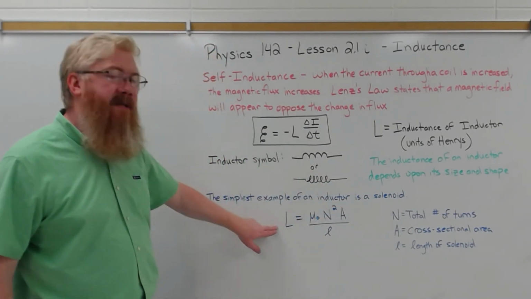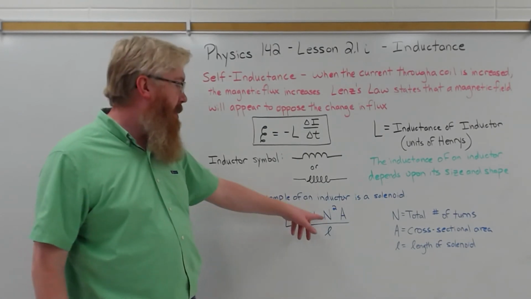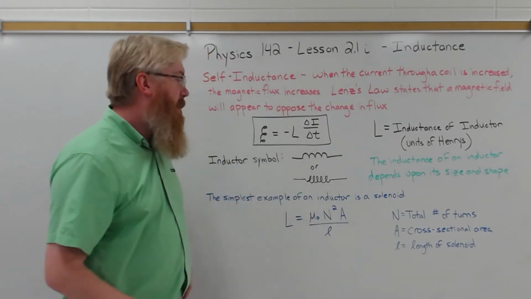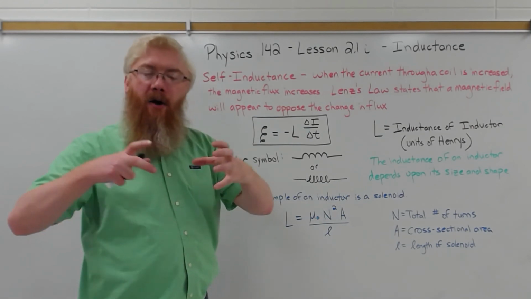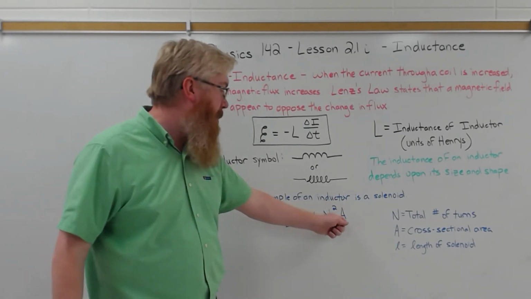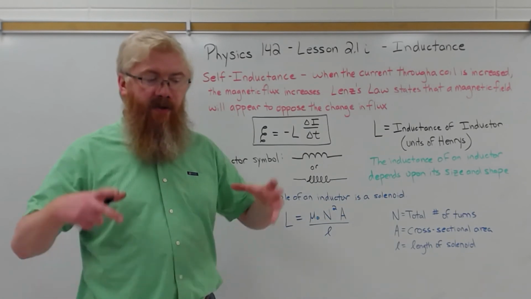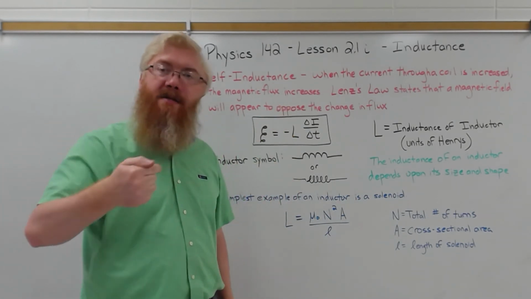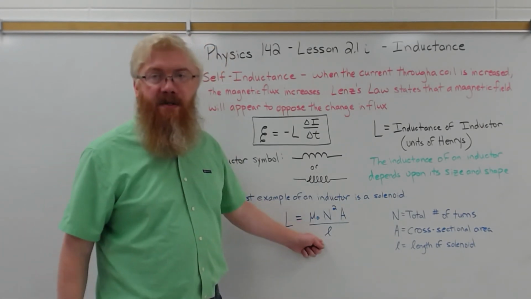Now the inductance of a solenoid is equal to mu naught, the constant we've been dealing with in the last chapter, times the total number of turns squared. So how many turns of wire are there in this solenoid? Multiply that number by itself, so square that number, times the cross-sectional area of the solenoid. So if the solenoid is a big cylinder, what is the cross-sectional area of that cylinder, or how big is the circle at the top of the solenoid, divided by the length of the solenoid.